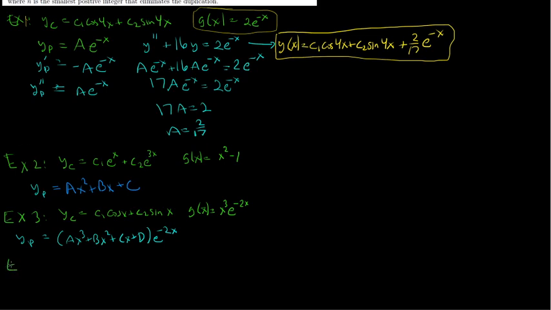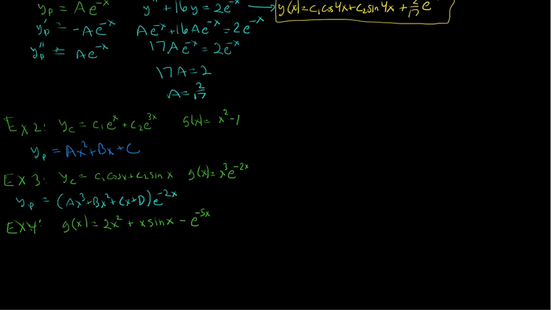So again, regardless of the complementary solution, example 4, let's just suppose g of x, and I'll make this as tricky as possible here. How about it's 2x squared plus x sine x minus e to the negative 5x. Okay, so what would our particular solution be in this case? Again, assuming that the complementary solution doesn't contain any terms that look like this, right?